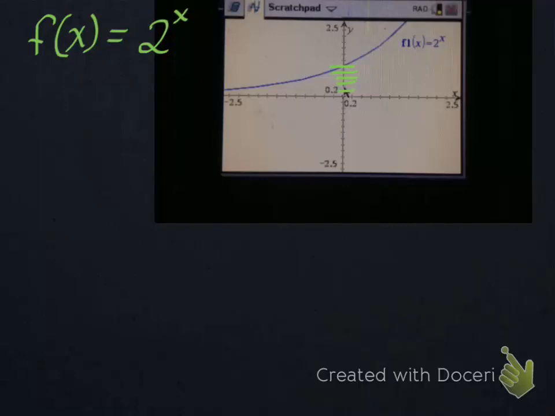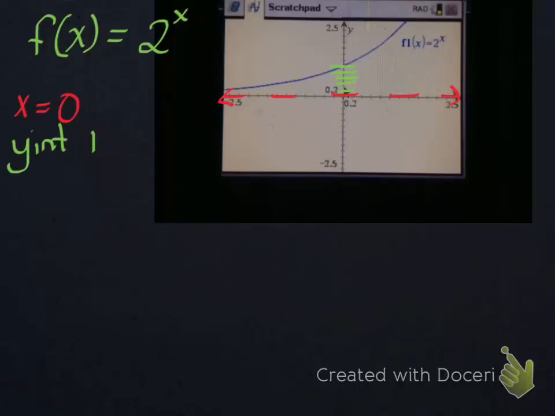Zoom out your calculator and see if you can figure out, will this ever cross the x-axis? You don't think it's going to cross the x-axis? Does anybody think it's going to cross the x-axis? There is an asymptote here. So we have an asymptote at x equals 0. We cross the y-axis, so y-intercept of 1.